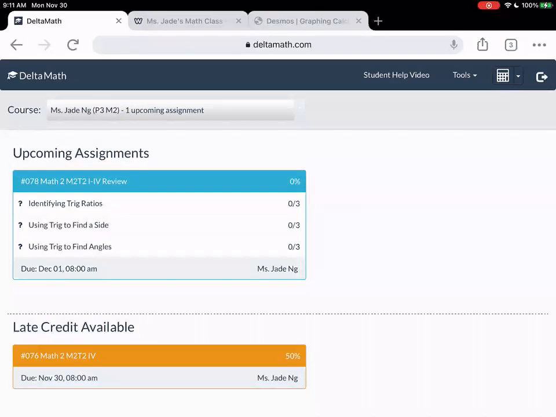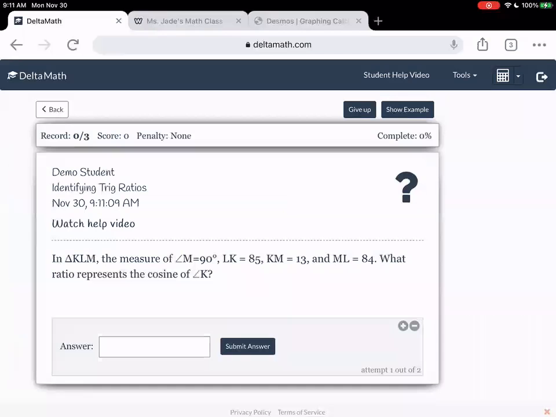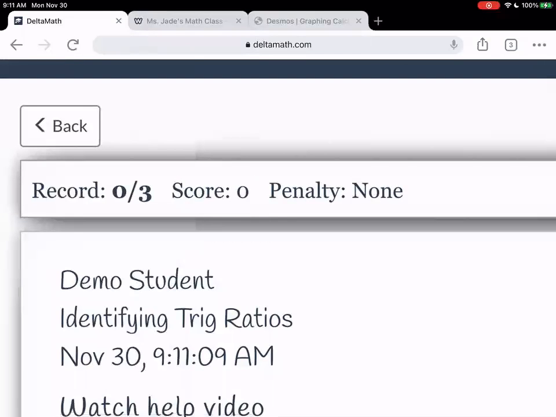So I'm just going to give you an example from each, and then if we have time, I'll do another round of examples from each. So the first one is identifying trig ratios. You are given 3 problems. There's no penalty, okay? So it's just review. If you get it wrong, just try again.